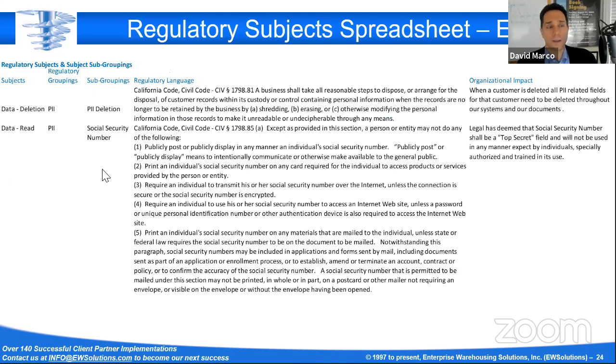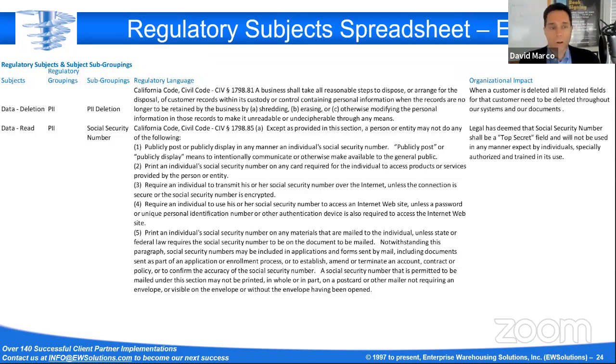So here's an example of this spreadsheet, just a little bit of the information put in. We're looking at data deletion. Regulatory grouping will be PII, and we're looking at PII deletion under CCPA. And this is the actual regulation put in here. Luckily for everyone, I will not read this because you will fall asleep. But it really lists out, hey, here are the regulations we have to deal with when we talk about deleting data. And then look over to the right-hand side, the organizational impact.